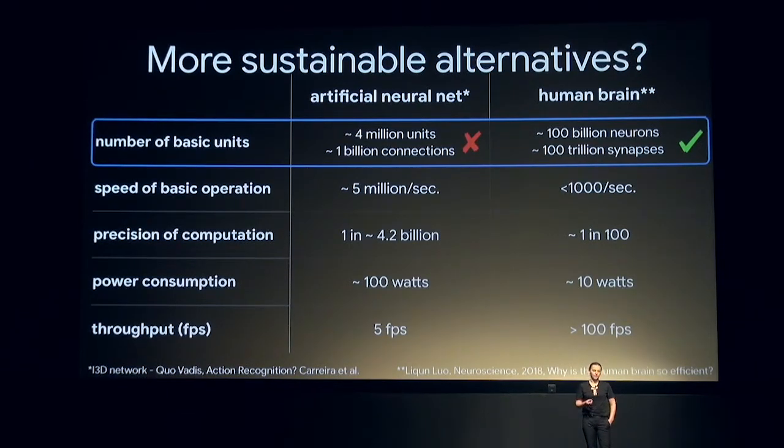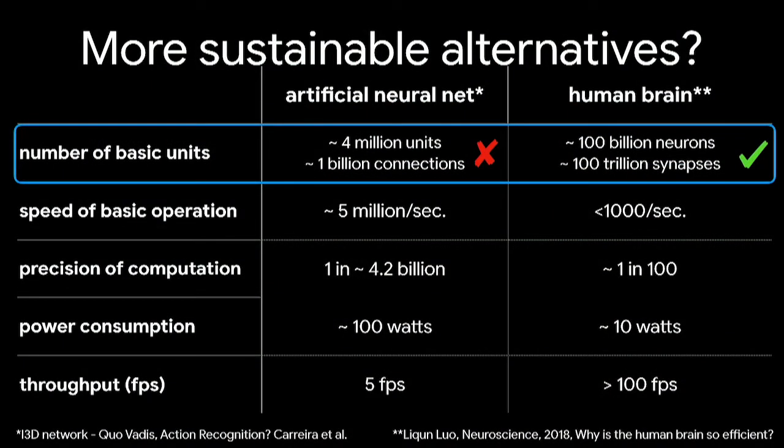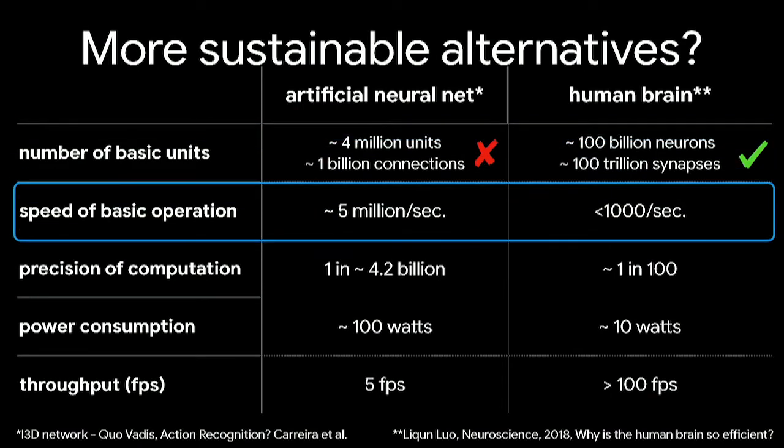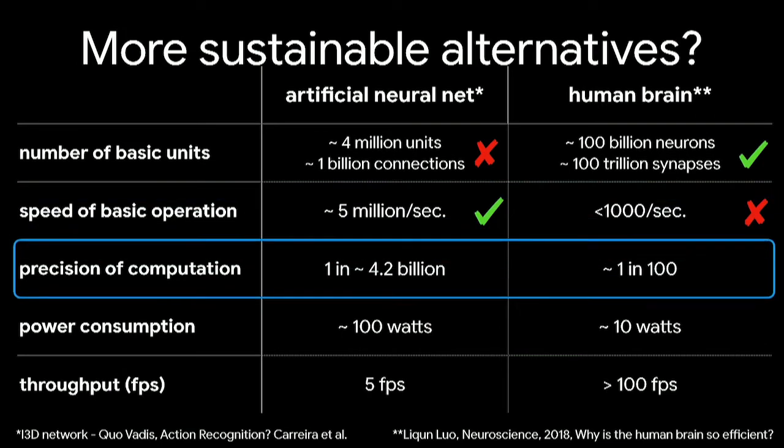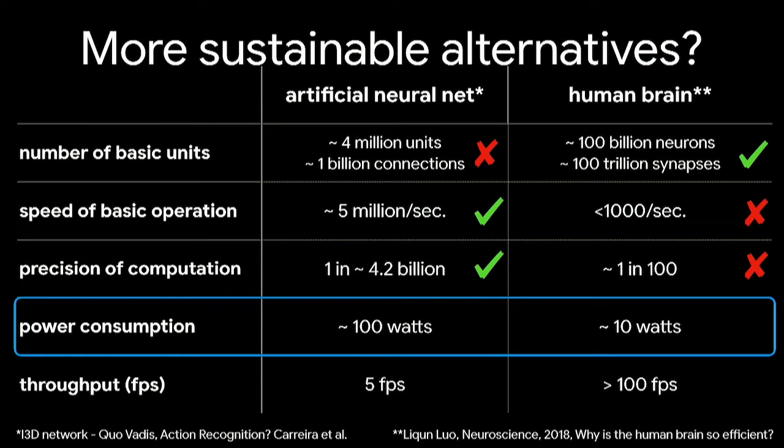And this could explain, for example, the fact that the brain is able to process so many things in parallel and to achieve such high accuracy. However, when we look at speed of basic operation, here we can see that actually our electronic devices are much faster than the brain. And the same goes for precision of computation. Here, again, the electronic devices are much more precise. However, as I said, speed and precision of computation normally come with high power consumption, to the point where a current GPU will consume about 10 times more than the entire human brain.